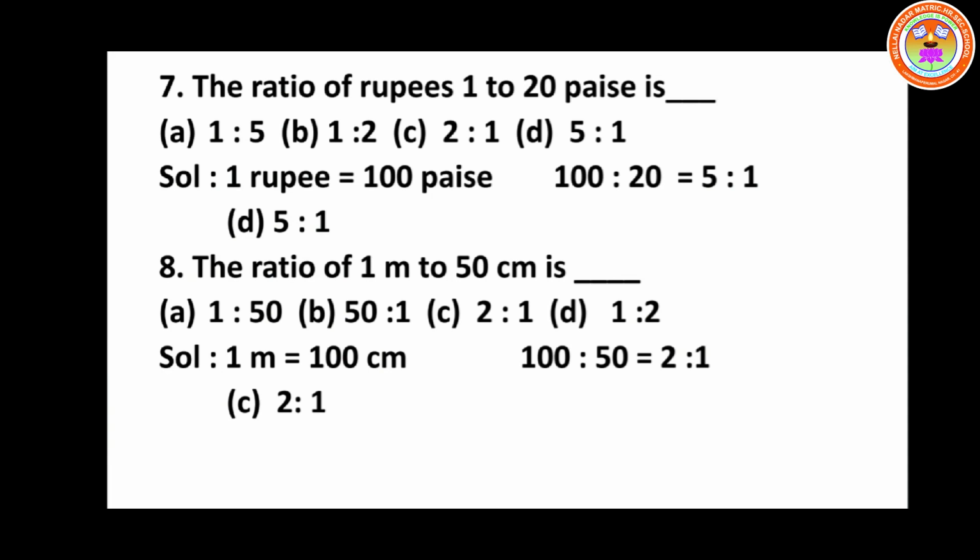So, the solution: 1 meter equal to 100 centimeter. So, 100 is to 50. You can cancel. As I told you, 10 10 will go off. So, 10 is to 5 you will get. In the 5 table, how many times 10 you will get? 2 times. So, 2 is to 1 is your answer. So, which option you will get? Option C, 2 is to 1.